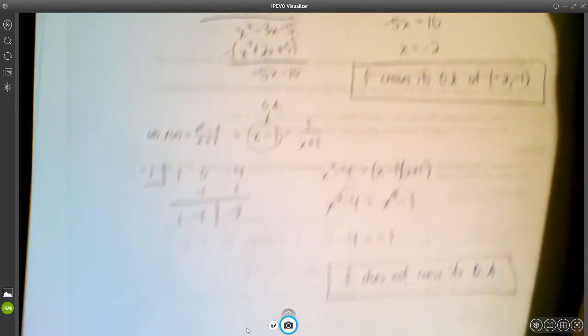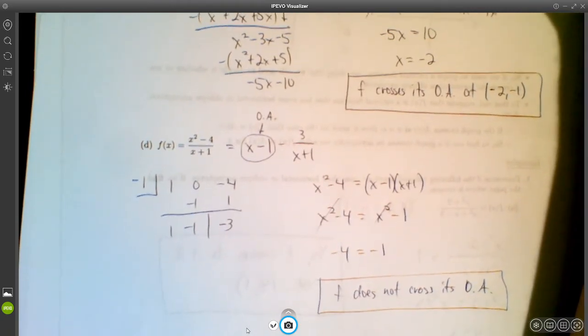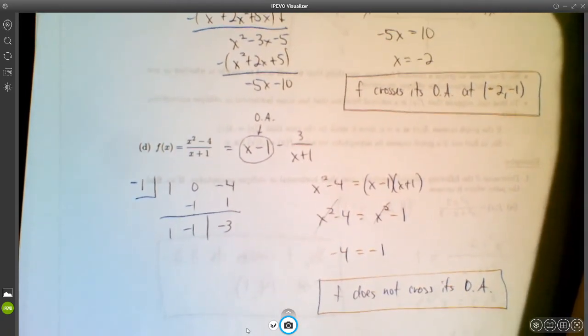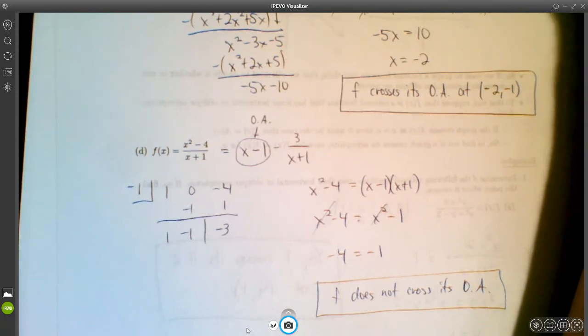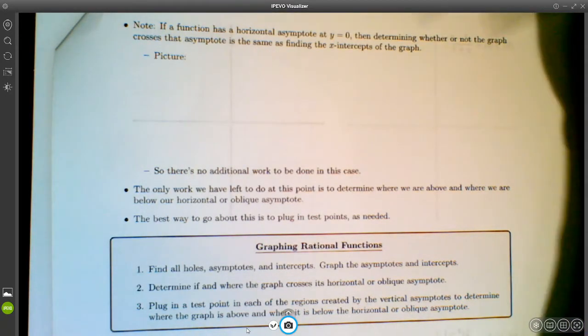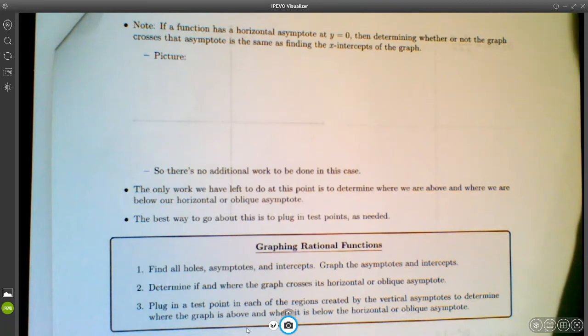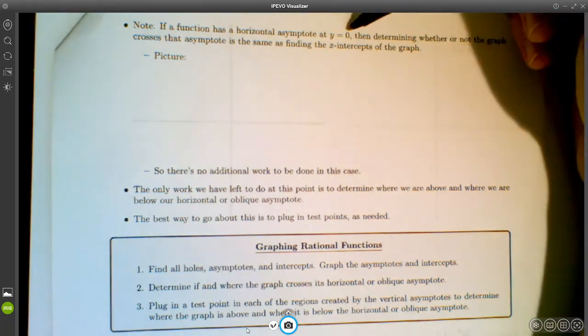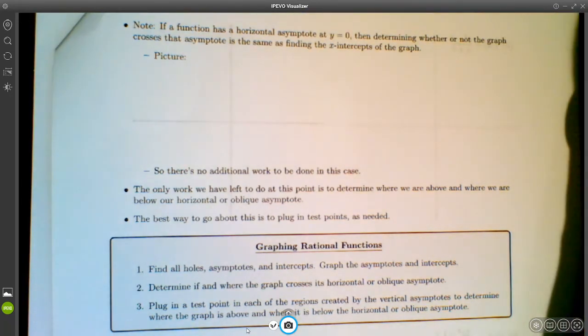So we saw a couple examples of horizontal asymptotes, a couple of examples of oblique asymptotes, and I think we saw one of each, right, where f does cross and where it doesn't cross. So you kind of know how this works. One thing that we didn't do is we didn't look at the case when the degree of the denominator is greater than the degree of the numerator, because remember, in that case, that means that the horizontal asymptote is at y equals 0.